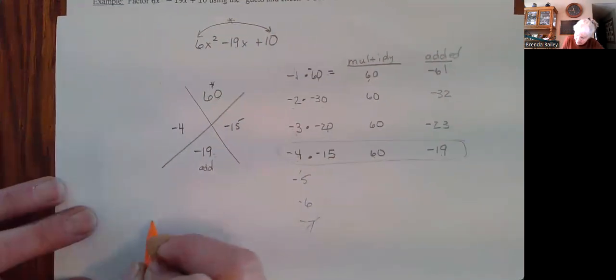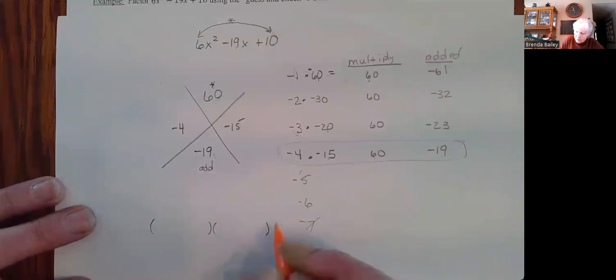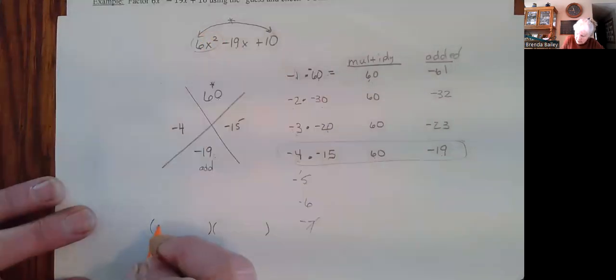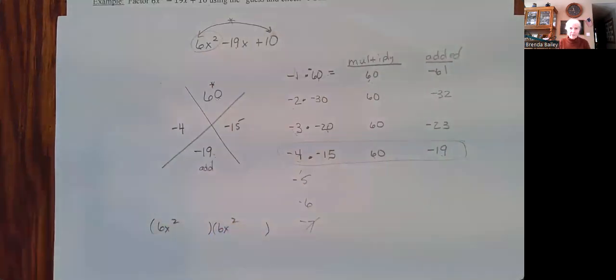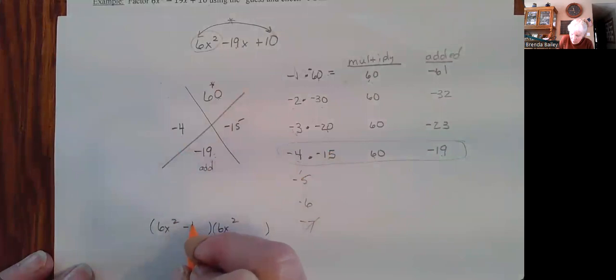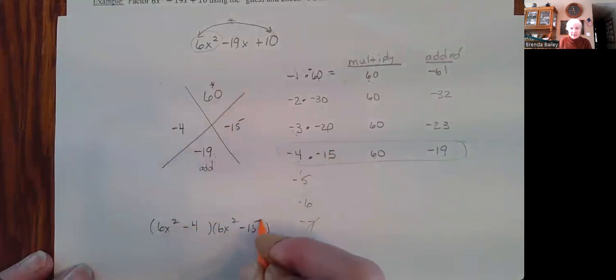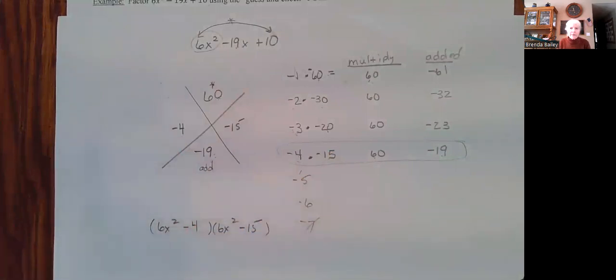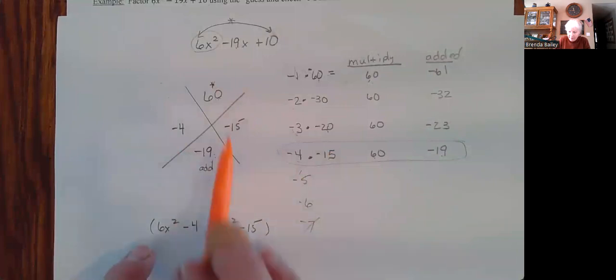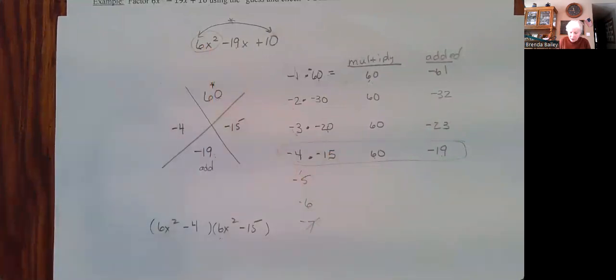You set up your parentheses, and you always put the leading term in both spots every time. Always. You always put the leading term; it will always match those. And then you put what you found, a -4 and a -15 in the second spot. So this is a little bit different, to put those right there, but this works really well. So you copy that leading term, and now you reduce these.